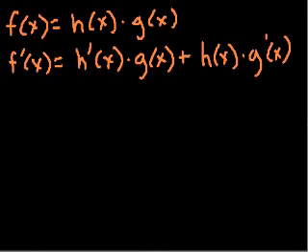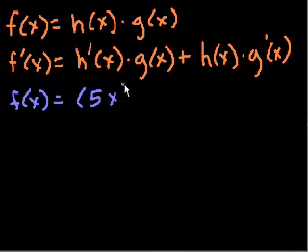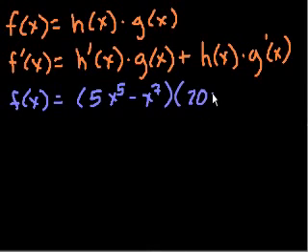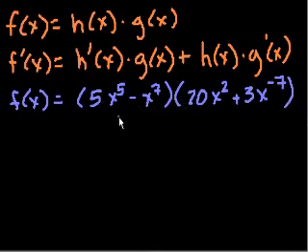Let's say that, I don't like this brown color. Let me pick something maybe more pleasant. Maybe mauve. Okay, so let's say that f of x is equal to 5x to the 5th minus x to the 7th times 20x squared plus 3x to the minus 7. So one way we could have done it, we could just multiply this out, and this wouldn't be too bad, and then just take the derivative like any polynomial. But let's use this product rule that I've just shown you.